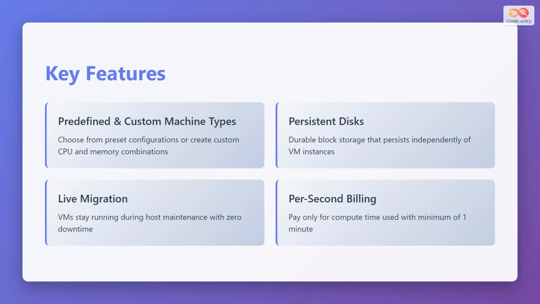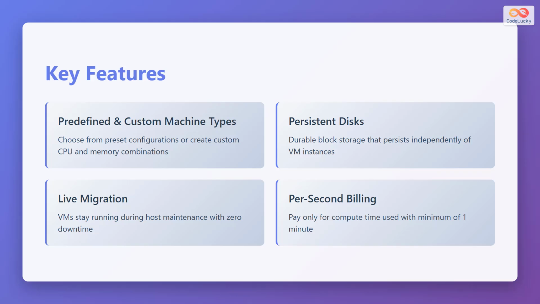Let's explore the key features that make Compute Engine stand out. First, you have the flexibility to choose between predefined and custom machine types. Predefined types offer standard configurations, while custom machine types let you specify exact CPU and memory combinations for your workload. Second, persistent disks provide durable block storage that exists independently of your virtual machine instances, ensuring your data remains safe even if a VM is deleted.